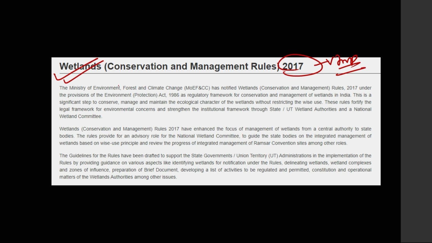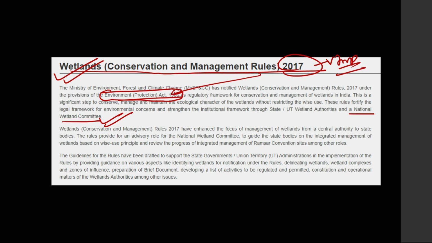So you can see here, these wetland rules were created under the Environment Protection Act 1986. They can simply ask, these wetland conservation management rules have been created under which act? So it is the EPA Act. And then they can ask about the institutional structure, like for example the National Wetland Committee, then the State Wetland Authority. So all these kinds of questions, what is the role of the National Wetland Committee, what is the role of the State Wetland Authority, etc., they can ask you.